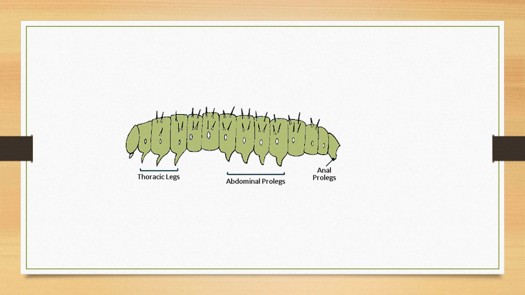This is a lepidopteran caterpillar, that is, the caterpillar of a butterfly or a moth, where we can see the normal thoracic legs and the abdominal legs. The 3rd, 4th, 5th and 6th segments of the abdomen have the prolegs, and anal prolegs are also seen on the last segment.